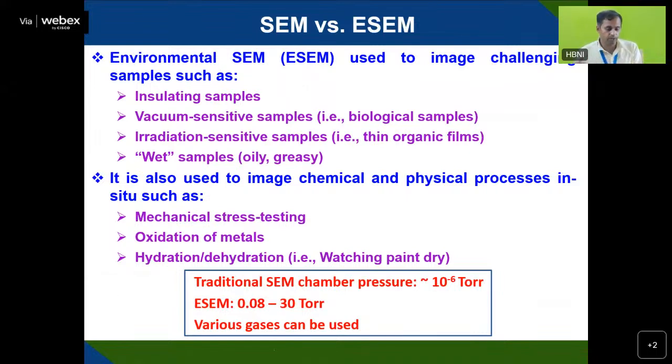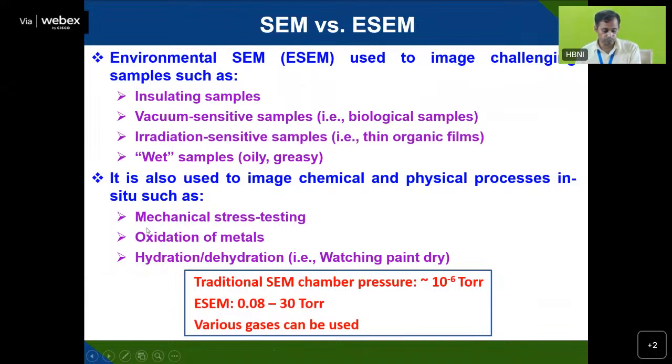But in normal SEM, what will happen? These biological samples, such as a thin organic film, may sometimes burn out because of the high voltage, so a high vacuum is needed. But in the case of environmental SEM, imaging is possible even at low vacuum. So it can also image chemical and physical processes in situ.